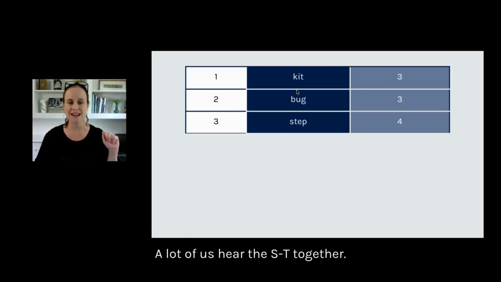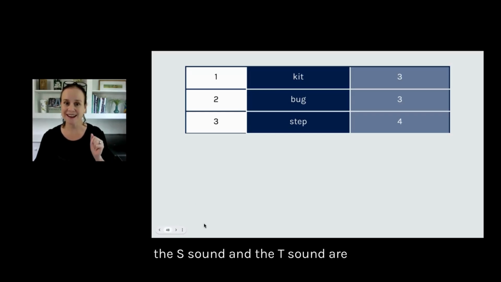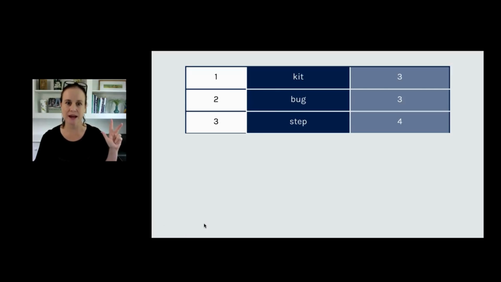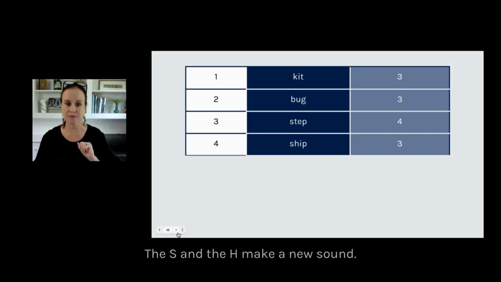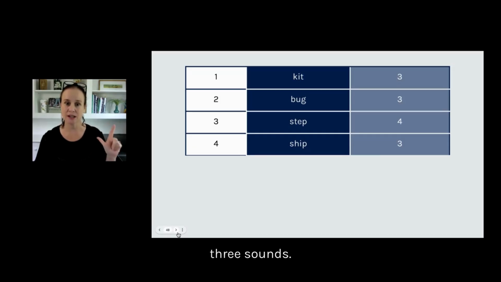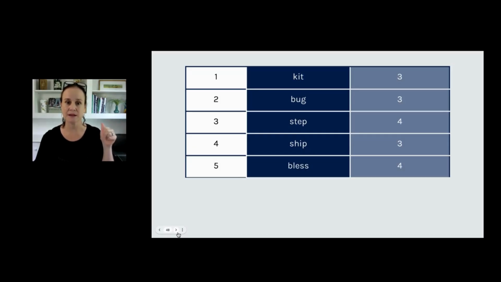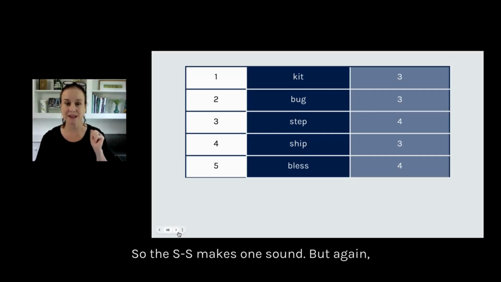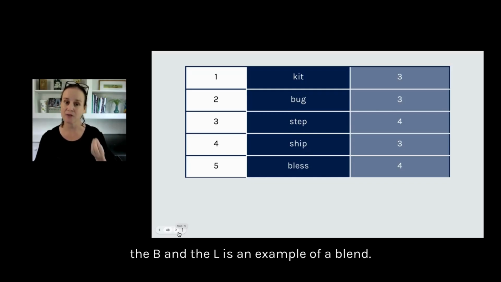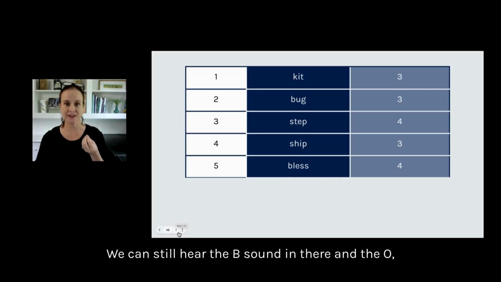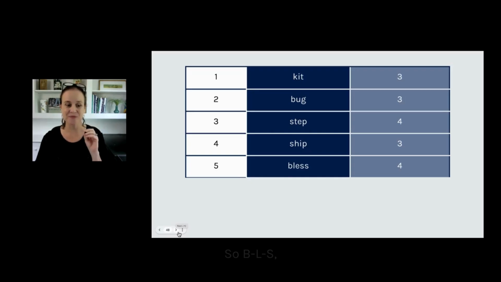A lot of us hear the ST together. It is a cluster, it is a team, but still the S sound and the T sound are still in that word. S, T, E, P, 4 sounds. Ship, the S and the H make a new sound. We don't say sah, we say sh, 3 sounds. Bless, b, l, e, s, 4 sounds. So the SS makes 1 sound. But again, the B and the L is an example of a blend. We can still hear the B sound in there and the L, even if they're together, smushed together. So B, L, E, S.